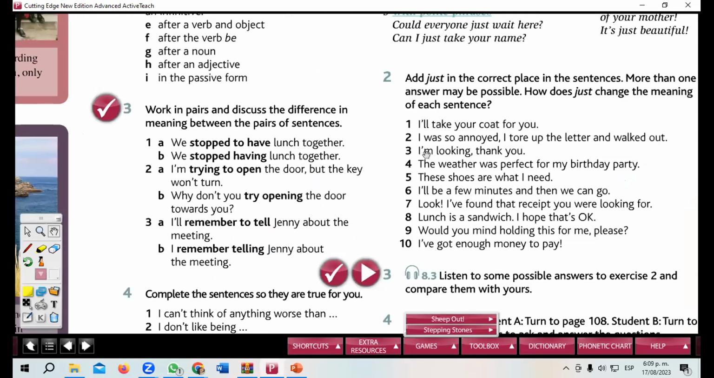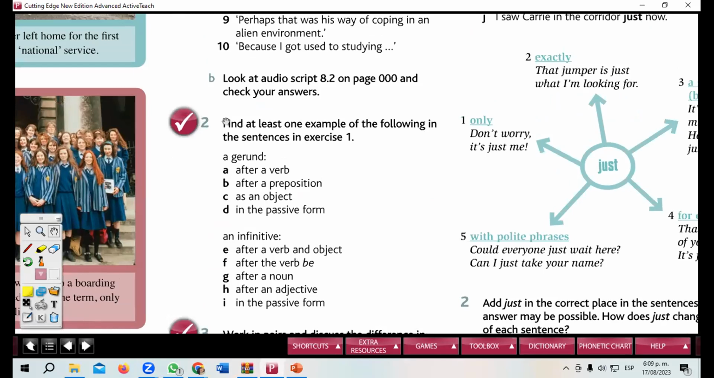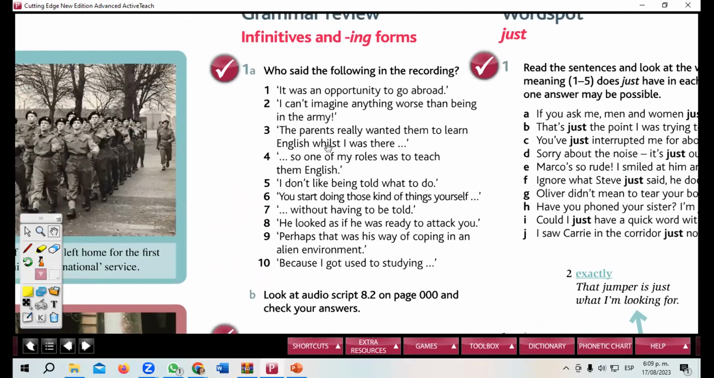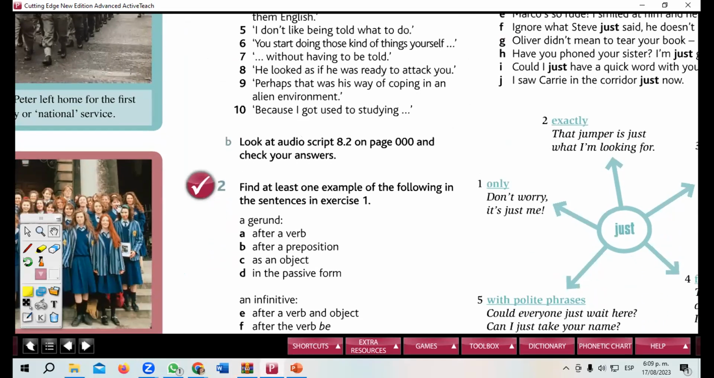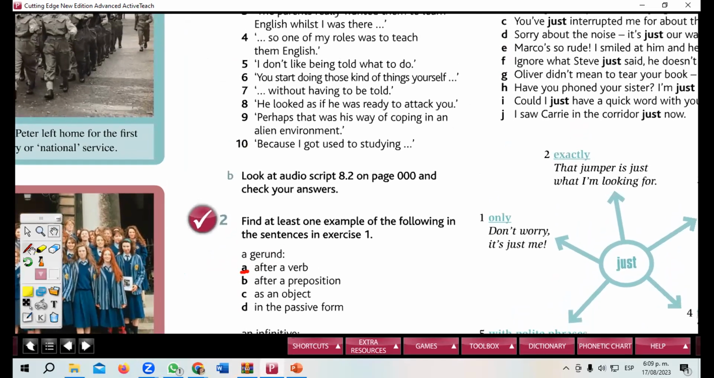So remember, yesterday we finished our class here on page 79, remember? So we had to find, in point number 2, examples of these type of sentences in this first exercise, in exercise number 1. So I did the first one, letter A, a gerund after a verb. Number 6 was my example. So that is a gerund after a verb. Please check your notes if you have the answers, and let's compare the answers that you got.